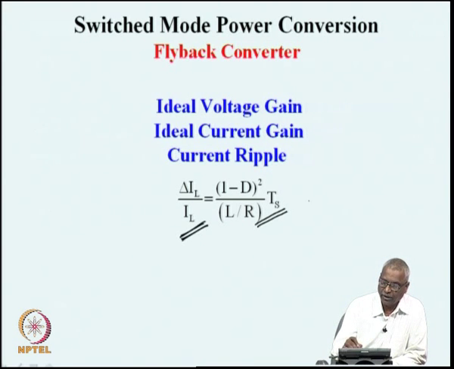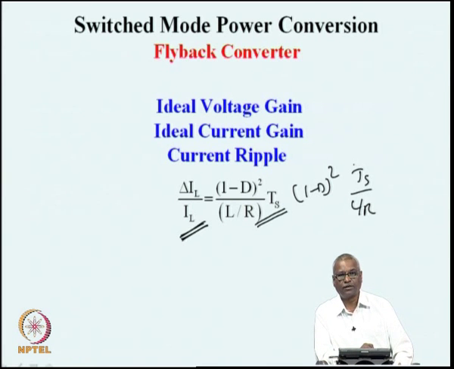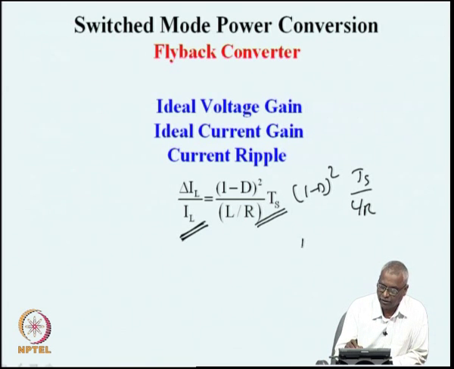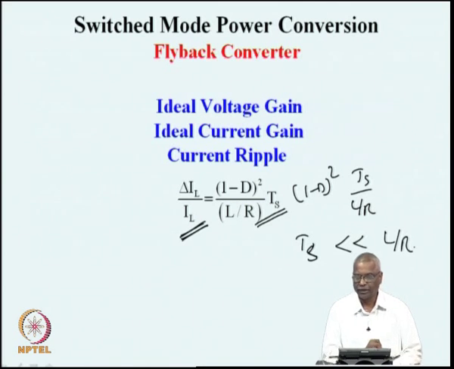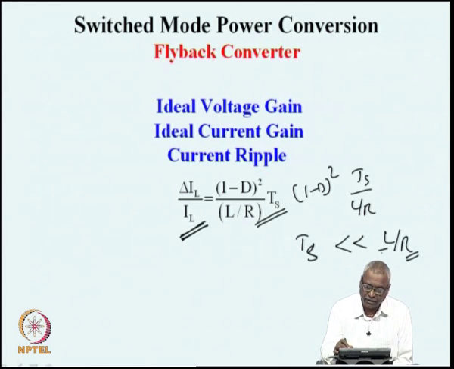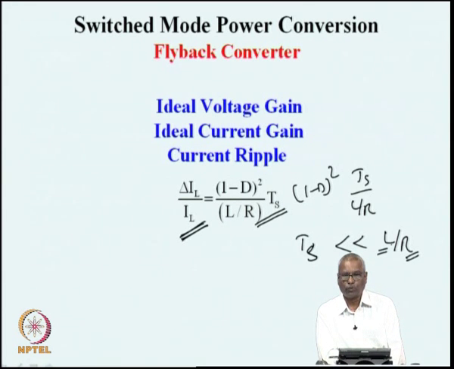This turned out to be the ratio of Ts by L by R with a multiplier 1 minus d whole square, and this gave us the design criterion for the current ripple to be very small, that Ts has to be very much less than L by R. Many times R, being the load, is not under our control, but the inductor in the power converter is what we have to provide, and that inductor value can be selected appropriate to the switching period, so that the current ripple is small or negligible.